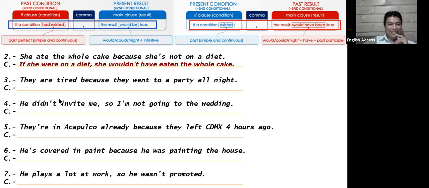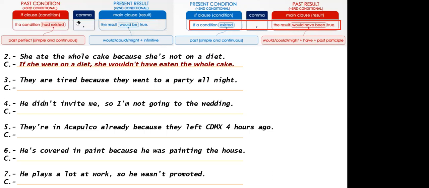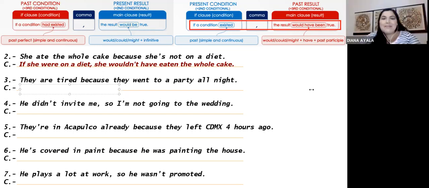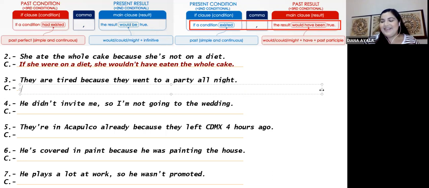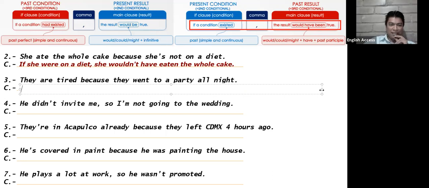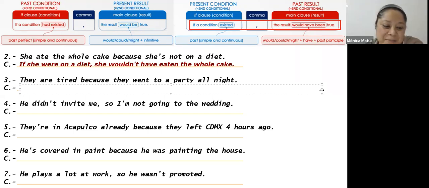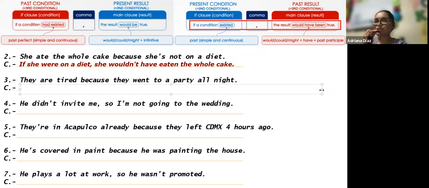All right. Let's see. Who wants to do number three? Everybody. We can team up all together. Let's do Adriana Diaz with Arturo and David. I answered that, but I am not sure if my conditional is okay. Can I say the answer?